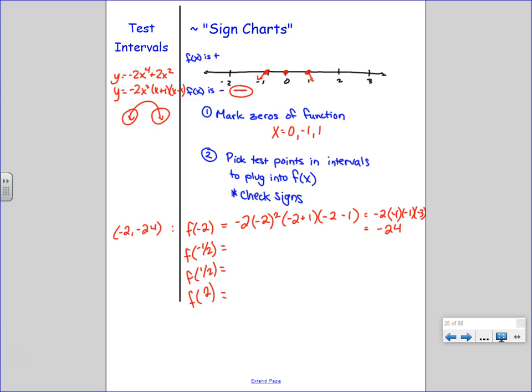Now, if I plug in negative 1/2, I end up with negative 2 times negative 1/2 squared times negative 1/2 plus 1 times negative 1/2 minus 1. Ugh. That's okay, do one little piece at a time.